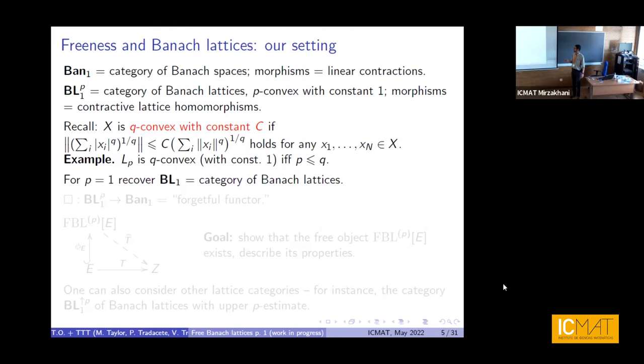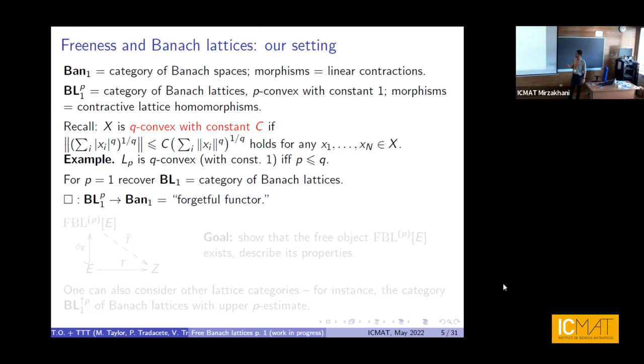Lattice homomorphisms are linear operators which preserve lattice operations, such as min or max, if you will. Perhaps of special interest is the situation when p is equal to one. When p is equal to one, you see that one-convexity will be satisfied automatically. This is just the triangle inequality. So when p is equal to one, we just recover the category of all Banach lattices. Morphisms again are contractive lattice homomorphisms. And then we look at the forgetful functor from the category of Banach lattices to the category of Banach spaces. Forgetful in the sense that it forgets about the lattice structure but preserves the linear and norm structure.